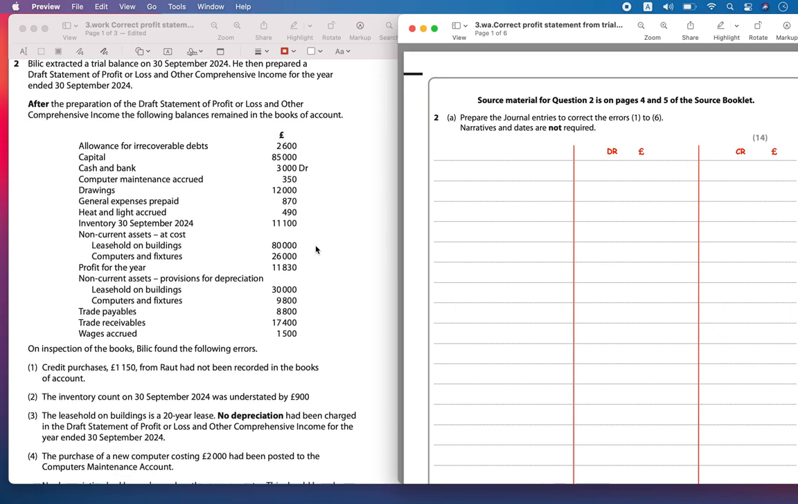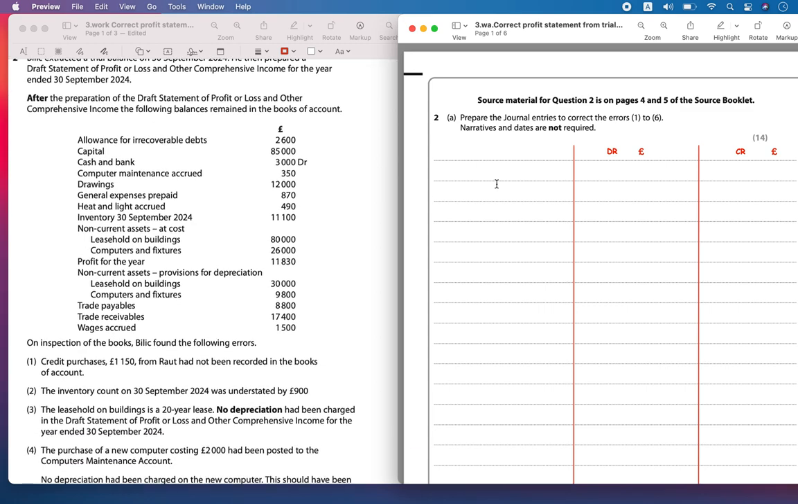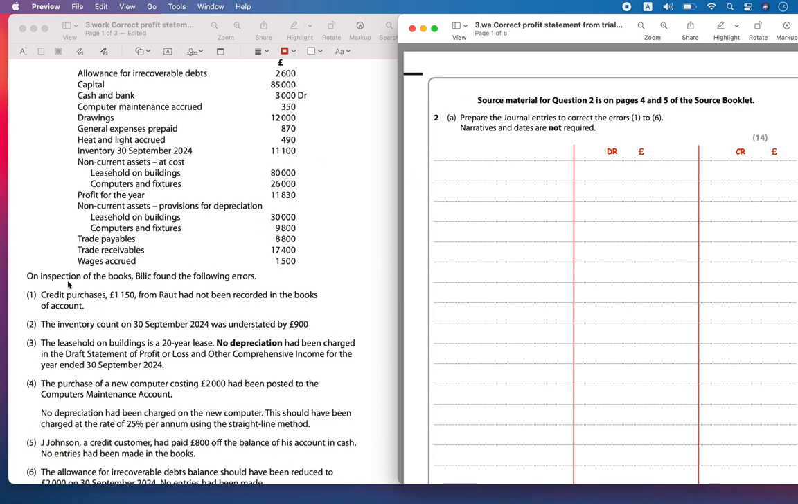Hello, today we are going to solve October 2024 paper question number 2. Billick extracted a trial balance on 30th September 2024. He then prepared a draft statement of profit or loss and other comprehensive income for the year ended 30th September 2024. Prepare the journal entries to correct the errors 1 to 6. The narratives and dates are not required.